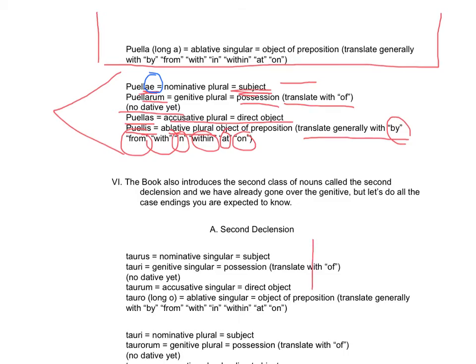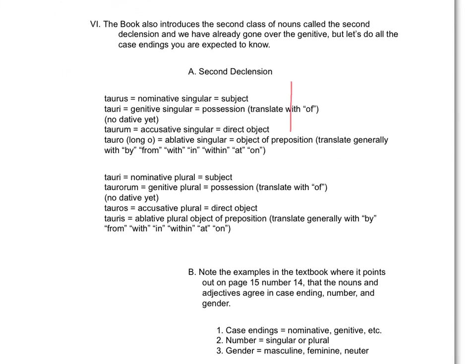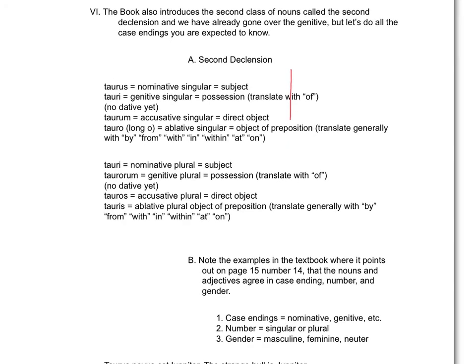In this chapter, the book also introduces the second class of nouns, which is called the second declension. And I've shown you the genitive earlier, but again, we should review all of the case endings you're expected to know for the second declension. You saw that the first declension tended to have the letter A.